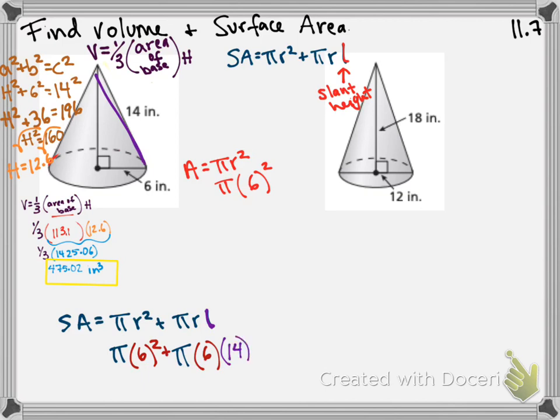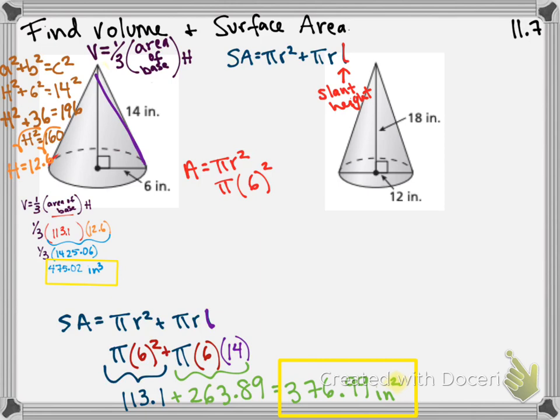So if you have a regular calculator, you're going to have to do this separately. So 6 squared is 36. Pi times 36 is still 113.1. That's the first part. We're going to add it to the second. So we're going to do pi times 6 times 14, which is 263.89. And then I'm going to add that to 113.1. So the surface area is 376.99. This is surface area, so it's going to be inches squared because area is two-dimensional.